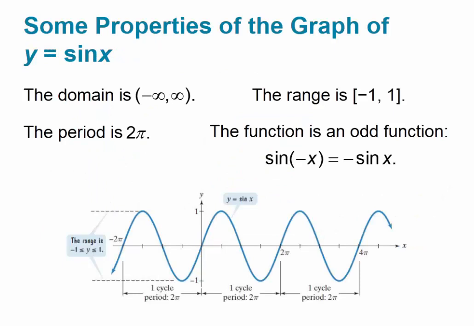Okay, here are some more properties of the graph of y equals sine of x. The domain: no restrictions on our angle measures here. There's no place where it's undefined. So we go from negative infinity to positive infinity. The period, every time it repeats itself, is 2 pi. The range is -1 to +1, like we talked about. And here's another little tidbit for you. The sine function is an odd function. So if I take sine of negative x, it gives me negative sine of x.